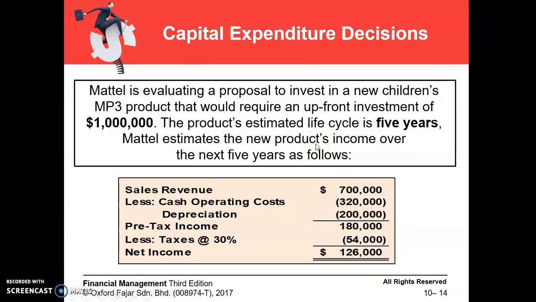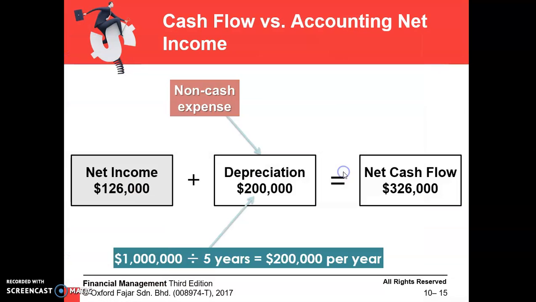So, capital expenditure decision. Same question just now. 1 million is the investment. The life cycle is 5 years. Net income is 126,000. To differentiate between cash flow versus accounting net income, the net income is 126,000. You have to add the depreciation. How do you get the depreciation? 1 million divided by the useful life. You get 200,000. So, the net cash flow will be 326,000.